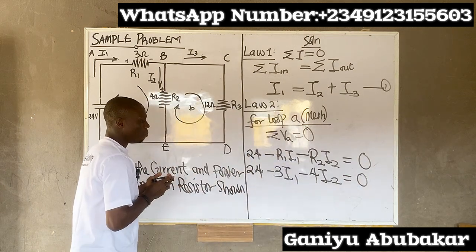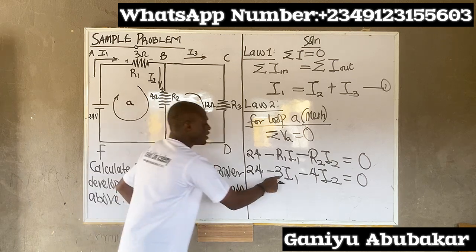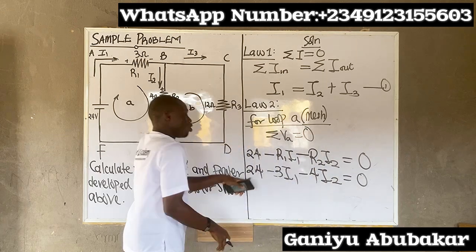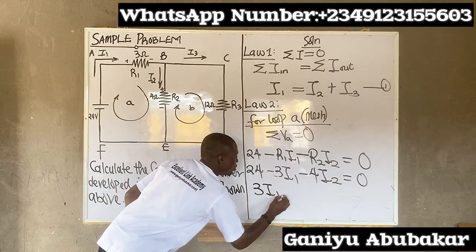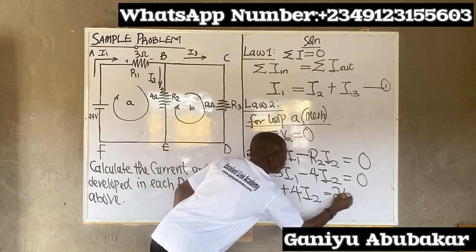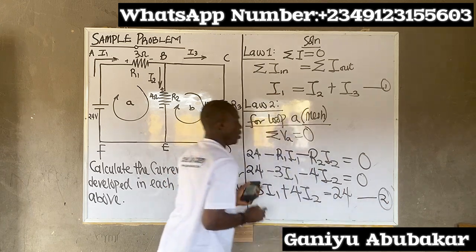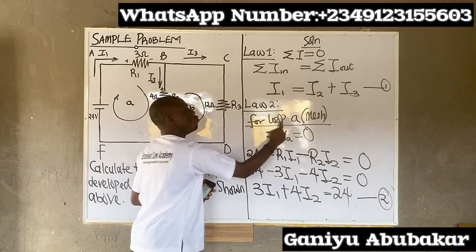Let me express this well. Here's the idea to save time and space. If I take this one here, it becomes positive, and here too positive, and here becomes positive on its own. So it means I will have 3I1 plus 4I2 equals 24. Call this equation 2. I have equation 1 here and equation 2. This is for loop A.